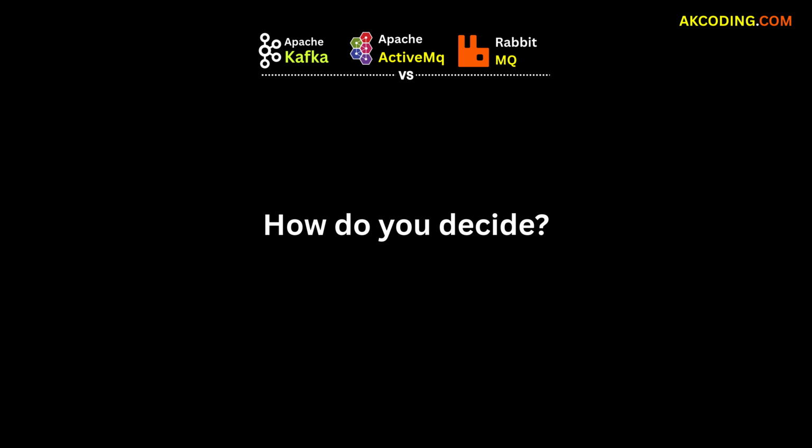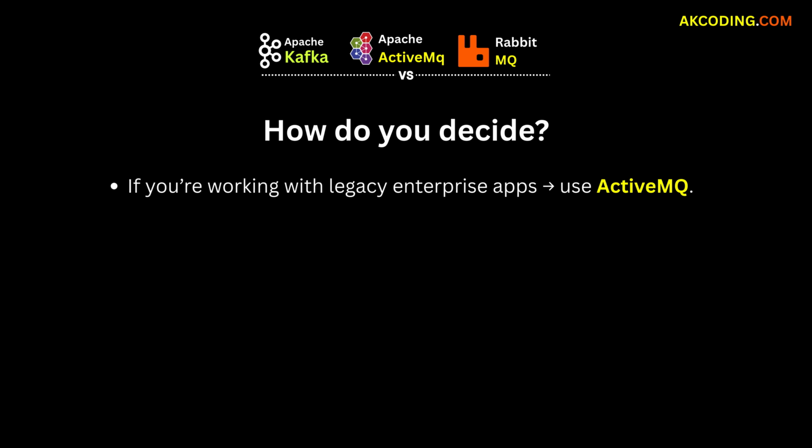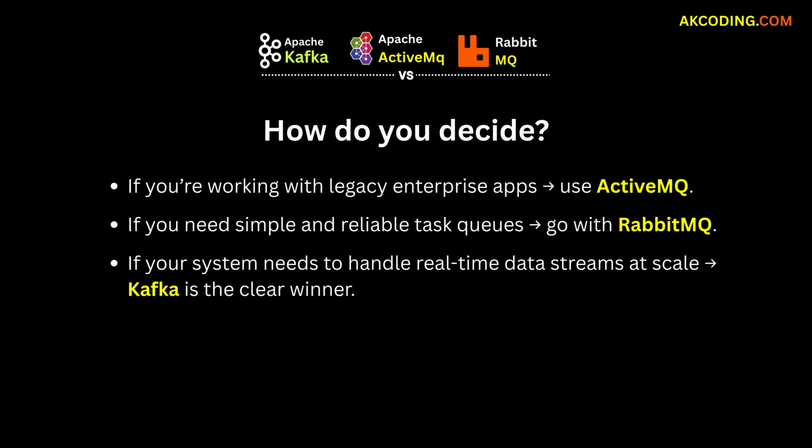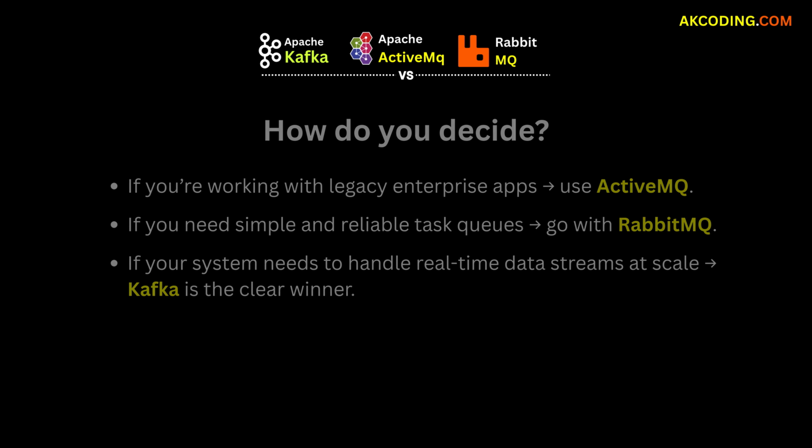So how do you decide? If you are working with legacy enterprise apps, use ActiveMQ. If you need simple and reliable task queues, go with RabbitMQ. If your system needs to handle real-time data streaming at scale, go with Kafka. Kafka is the clear winner from the performance perspective.